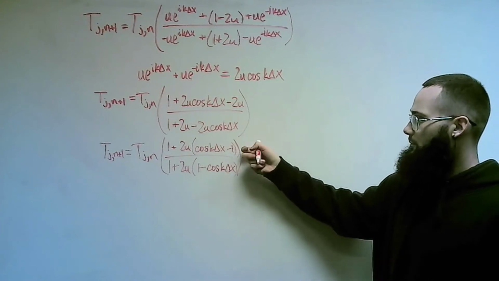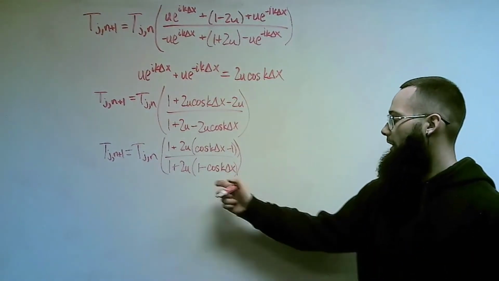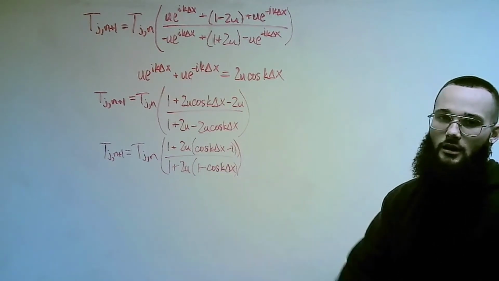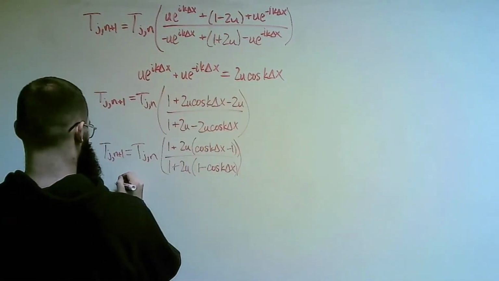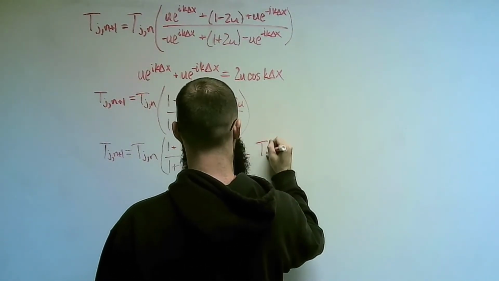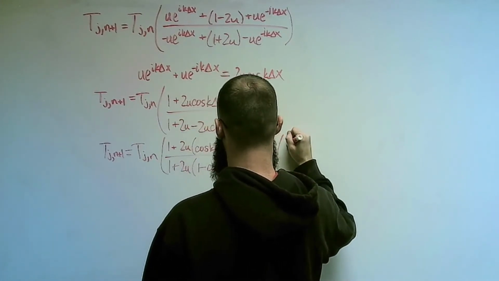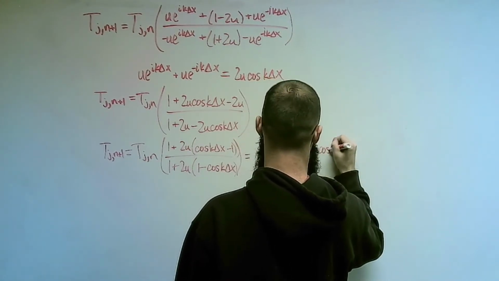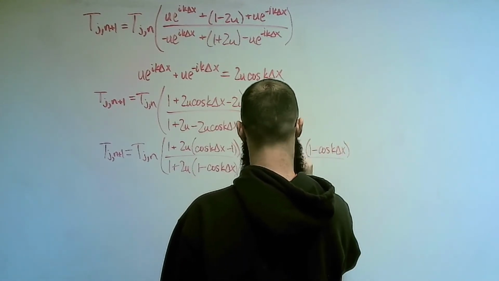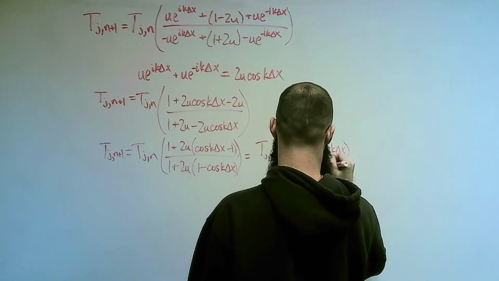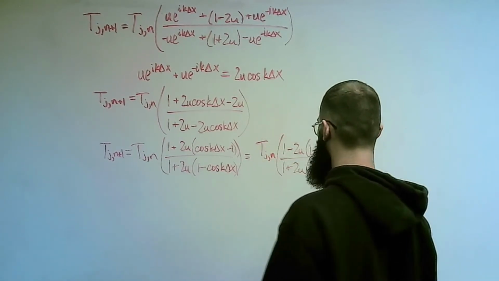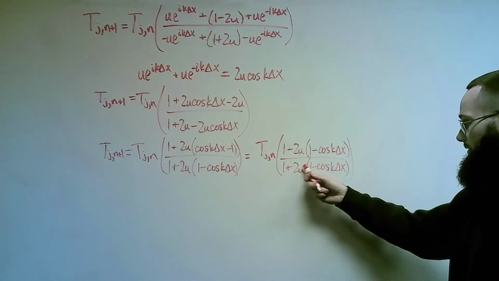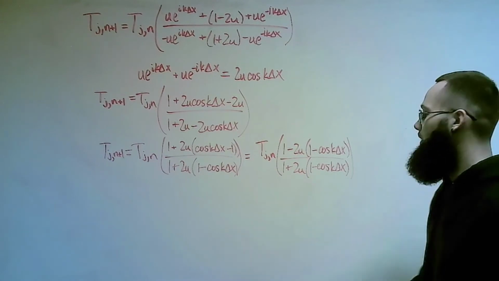As you can see, the top and the bottom are almost identical. However, it's just offset by a negative. So what we want to do is take this negative out from the top so we can get this 1 minus cosine k Δx on the top and the bottom. So this is going to be equal to T_j^n times 1 minus 2u times 1 minus cosine k Δx, over 1 plus 2u times 1 minus cosine k Δx. And this will be a very useful function for us to be able to see that it does not matter what u is, and our function will be able to work.